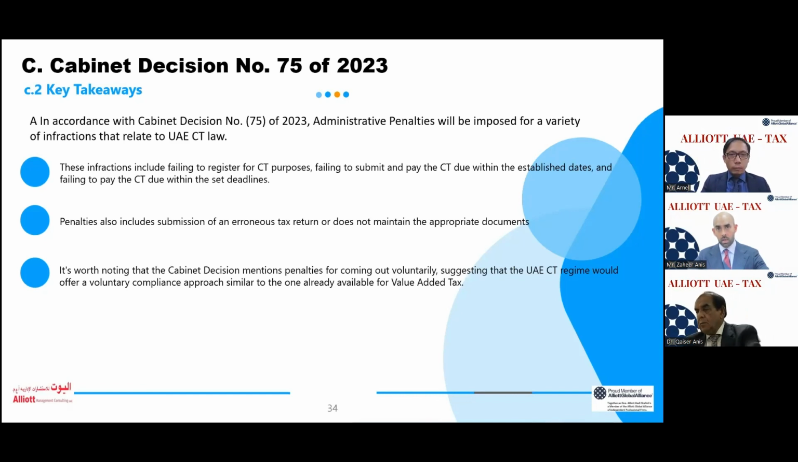And also to note, if you have any cases where you're making a voluntary disclosure, there are going to be penalties that will be adjusted. Those amounts have not been given, but we expect, similar to the VAT approach to any type of voluntary compliance that anyone would submit, a different penalty regime for that. And the decision has, of course, now come into effect from 1st of August 2023.